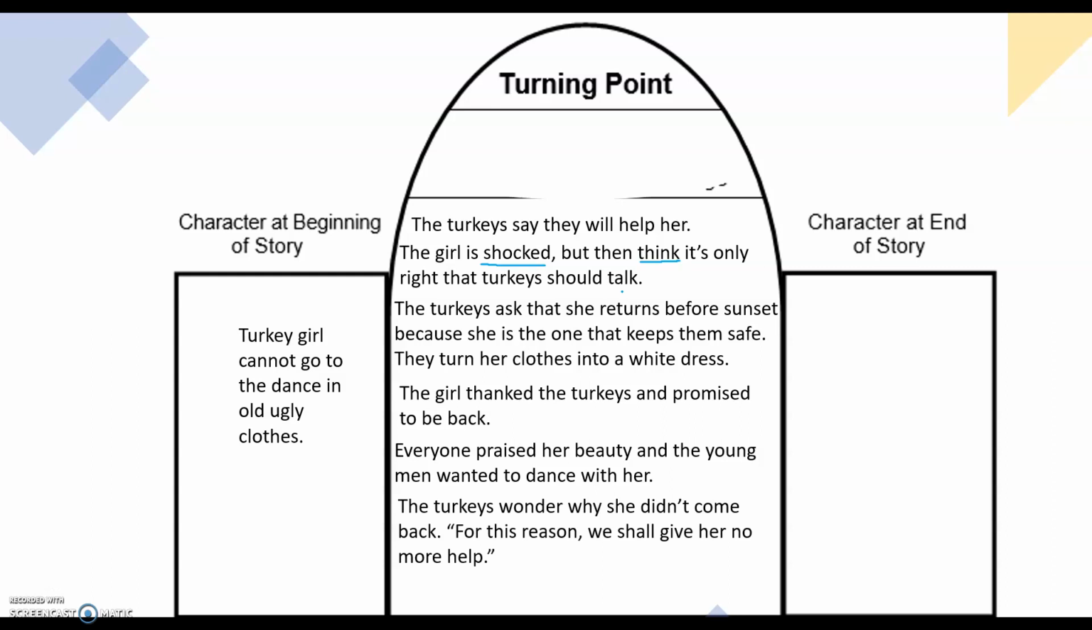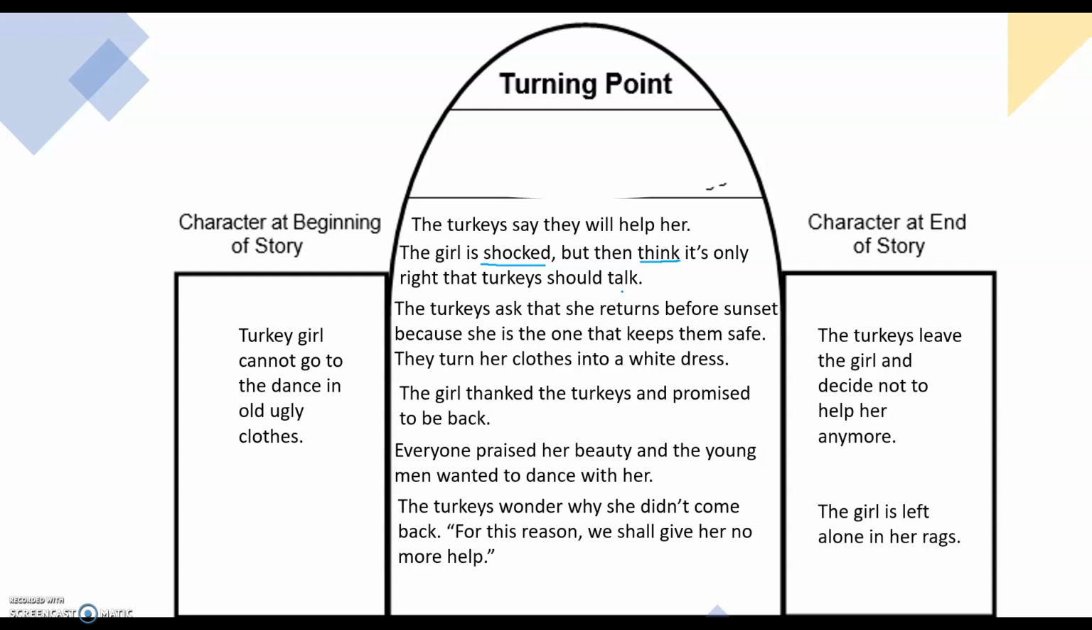So then we identified a new problem. The turkeys are wondering why she didn't come back. So they're wondering, they respond through their thoughts, and then they respond through their words. For this reason, we shall give her no more help. At the end of the story, the turkeys solve their problem by leaving the girl. They decide not to help her anymore, and she is left alone in her rags.